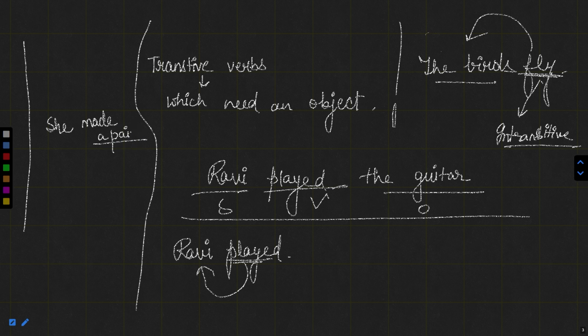So this painting has been made by her. This painting is receiving this action of making. This painting has been made, and this made is used for this painting, and the verb is exactly focusing on the object. So this painting is the object of the sentence, and this verb thus is known as a transitive verb.